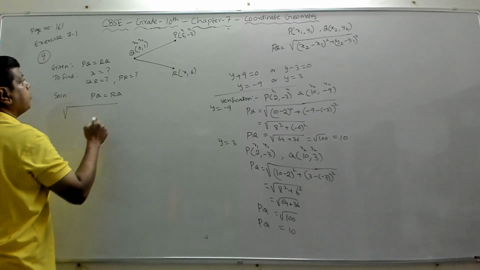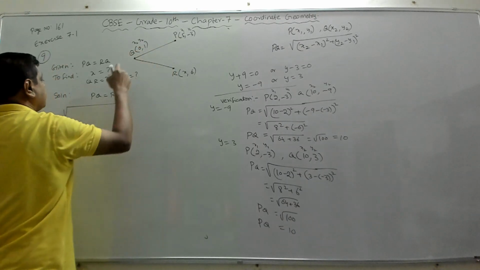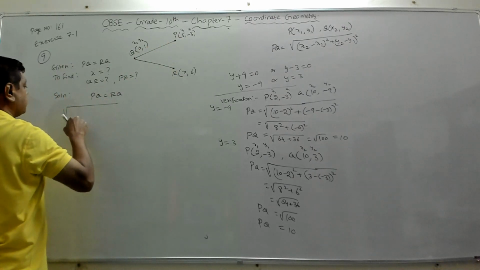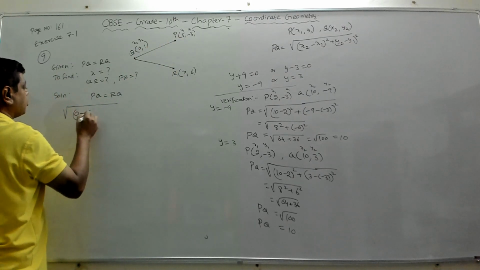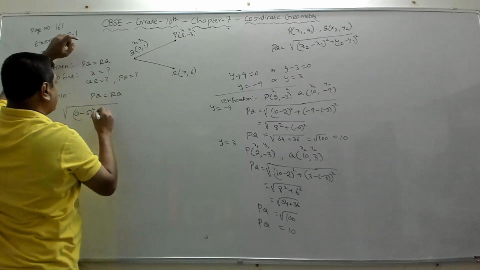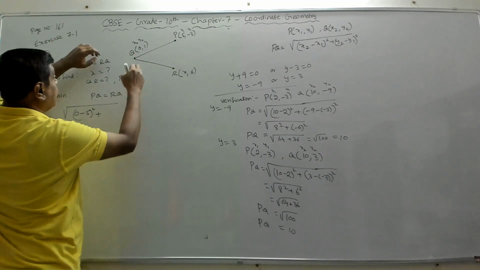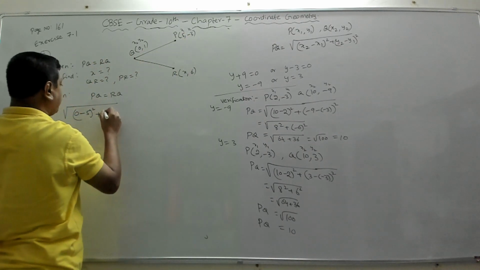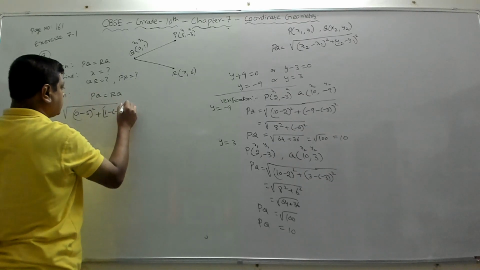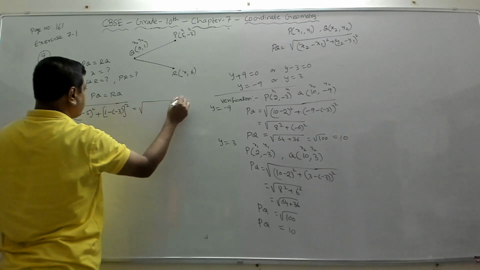That is square root of 5 minus 0 the whole square, x2 minus x1, so 0 minus 5. x2 is 0. 0 minus 5 the whole square, x2 minus x1 the whole square, plus y2 minus y1, which is minus 3, the whole square, and that is equal to square root of r cube.